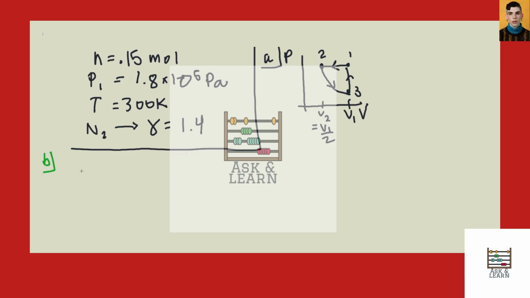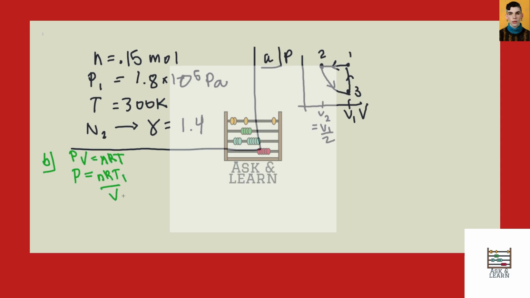It asks for the temperature at 2. So basically you want to use PV equals nRT. Actually, I do want to do PV equals nRT, but with these, I like to start by considering what stays the same. The pressure stays the same. So that's P equals nRT over V, and that stays the same.